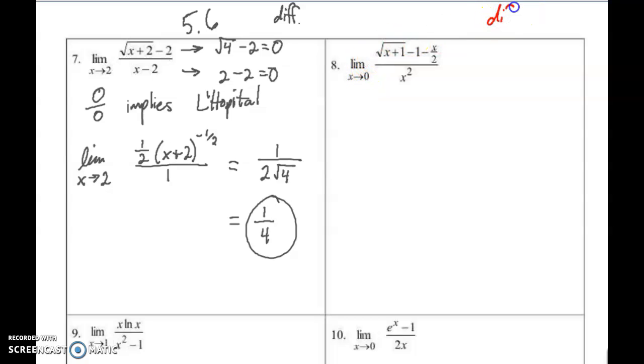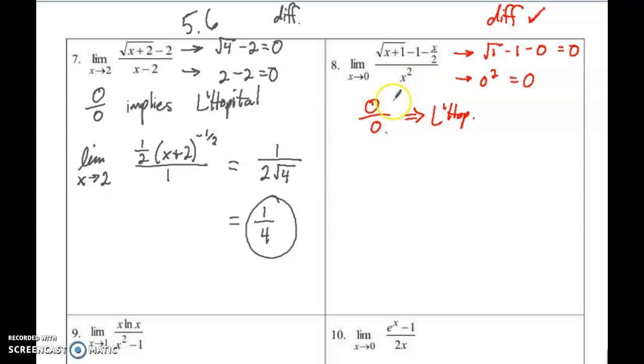So you don't have to write this down, but I want to be a good teacher and say, hey, it's differentiable in the top, differentiable in the bottom. And when you plug into the numerator, we have the square root of 1 minus 1 minus 0. Okay, that does equal 0. And in the bottom, you can even make the note that 0 squared is equal to 0 as well. So 0 over 0 implies L'Hopital.